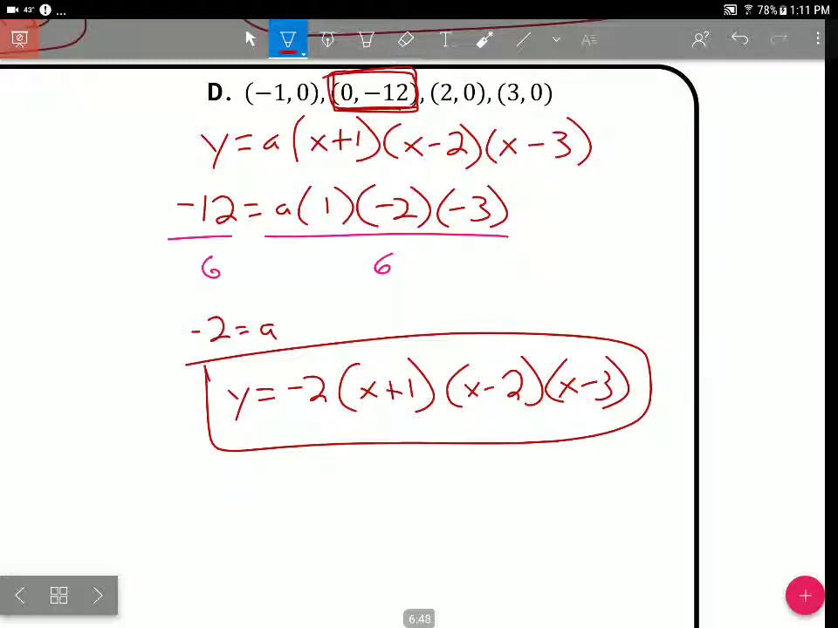Yes, ma'am. How did you get 6? How did I get 6? Basically, I just multiplied these together. I did 1 times 2 times 3, which is 6. So really, if you wanted to, you could write another line that says negative 12 equals 6 times a, and then I divided both sides by 6. I just skipped that step, multiplied together, and divided. Cool? All right, any questions?